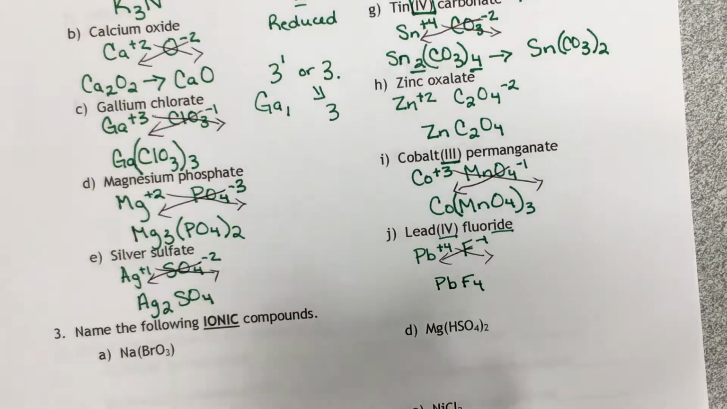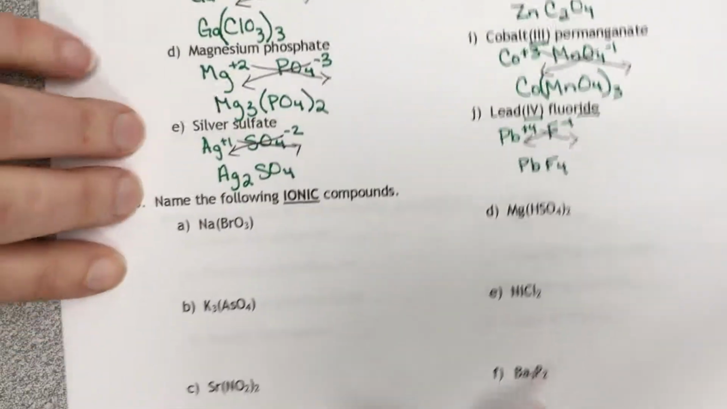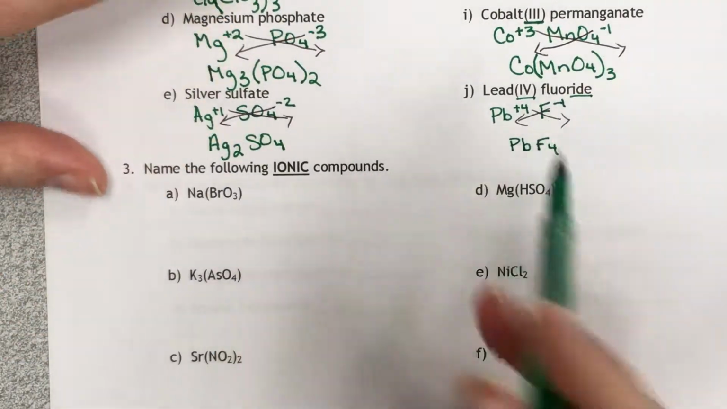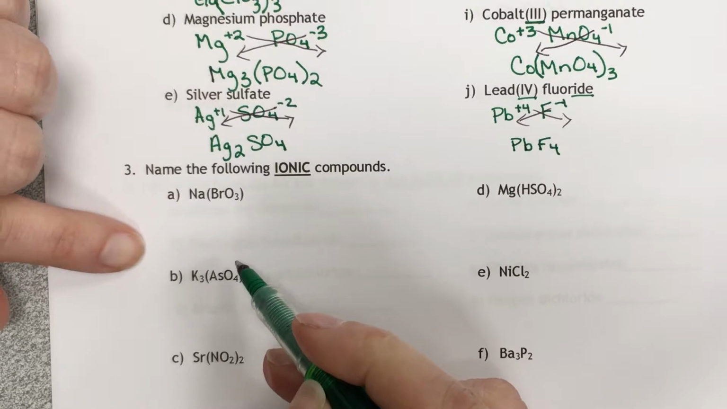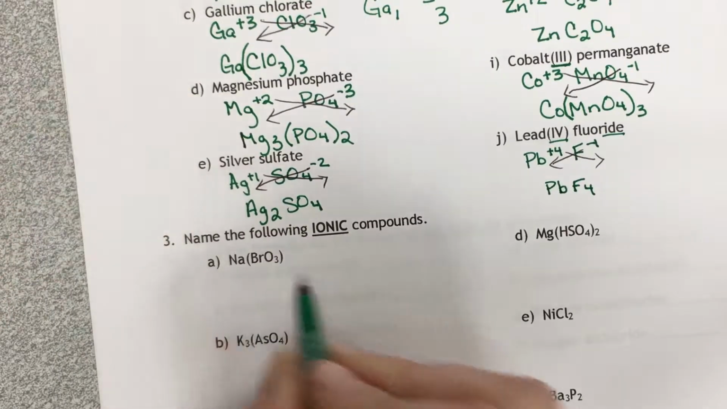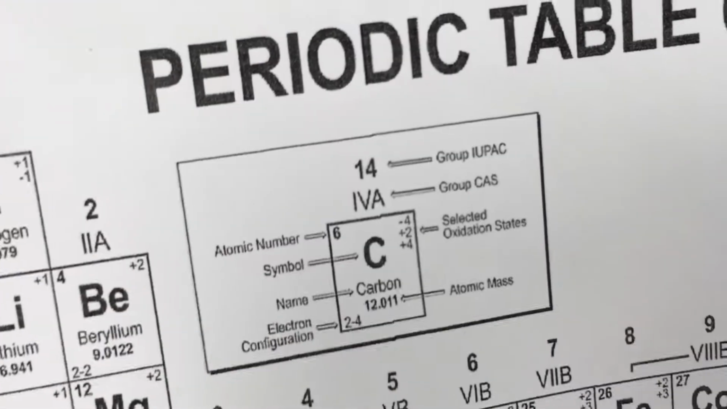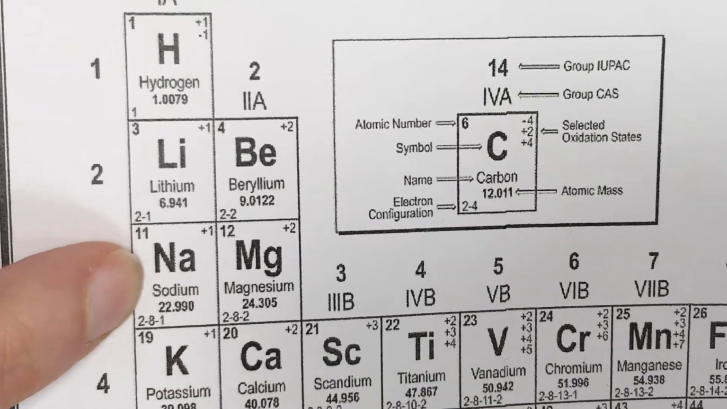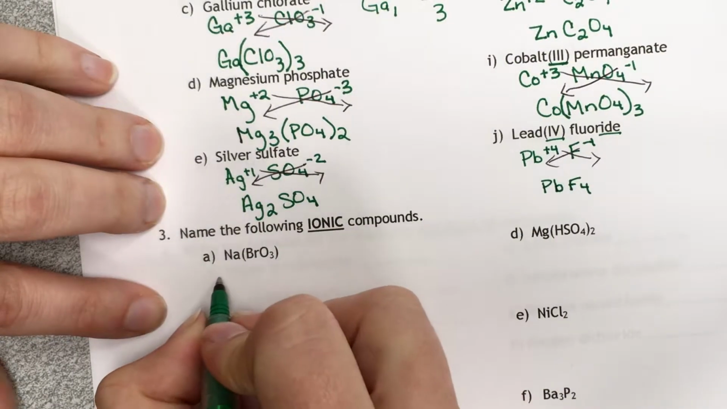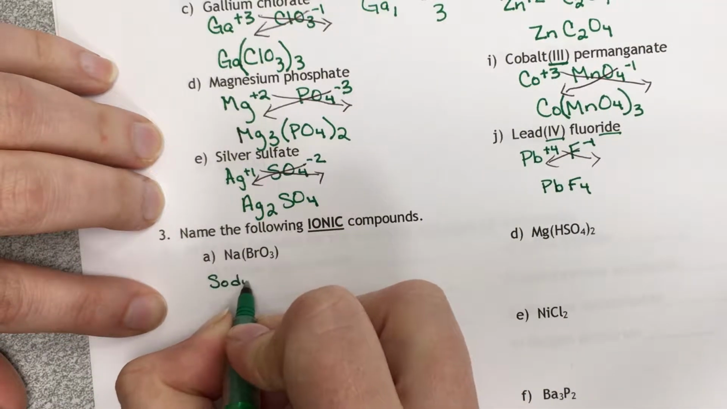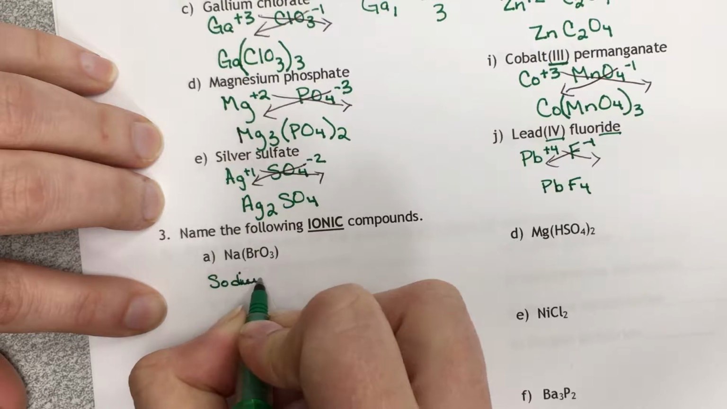Okay, so that's the first section of the review. Second section is basically the same thing, but now we're going from formula to name. So in A, right here, in A, group 1, is sodium. So I'm just going to write sodium. Okay, I can't spell. Sodium.